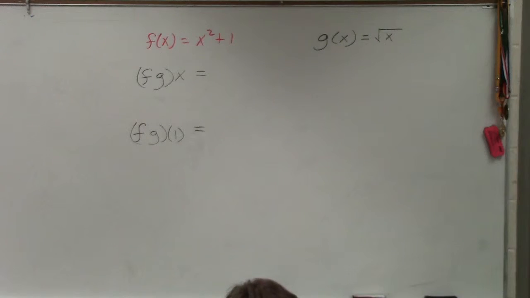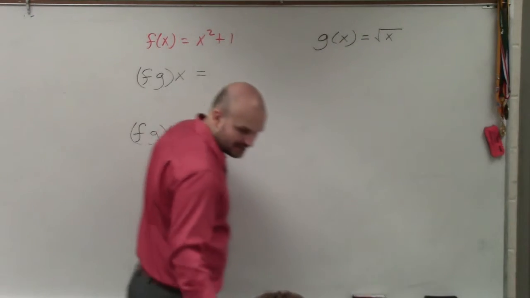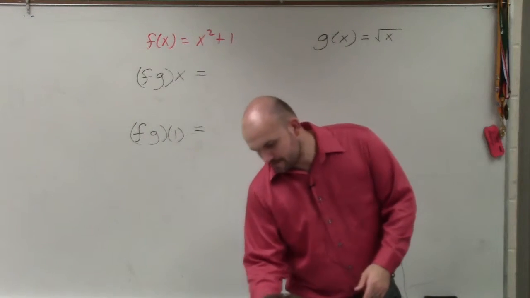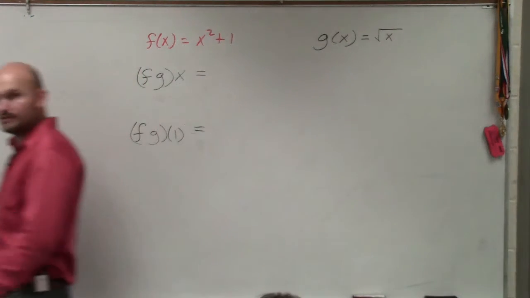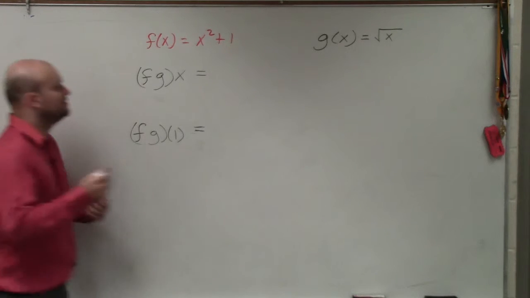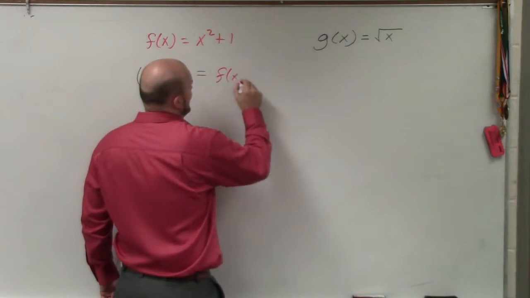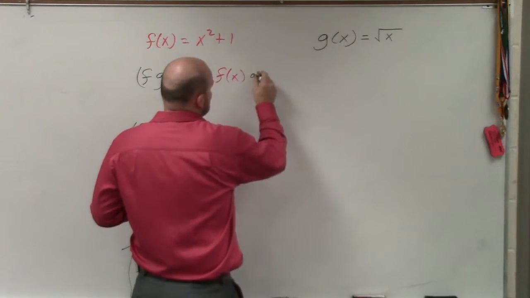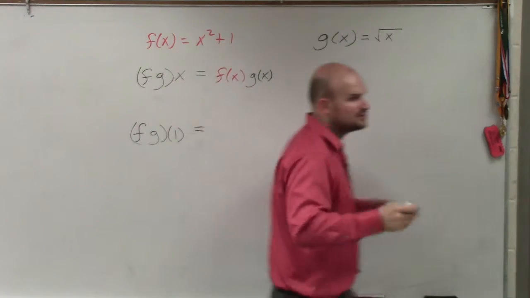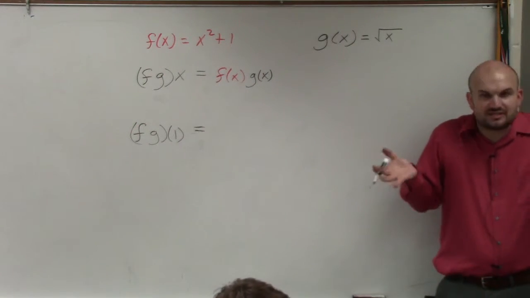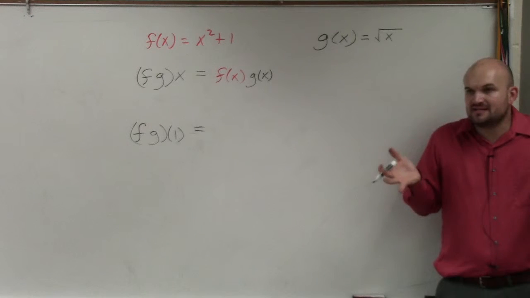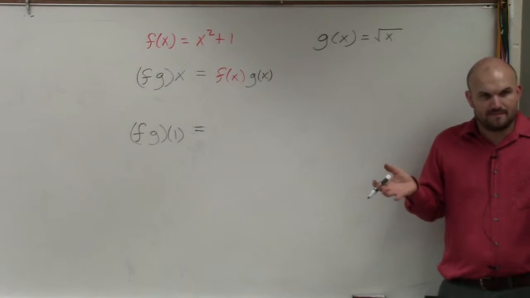About these two, when you have fg of x, all that's asking you to do is multiply f of x times g of x. It's just a different way of writing it. fg of x is simply saying f of x times g of x. Does everybody see that? Just like the adding.